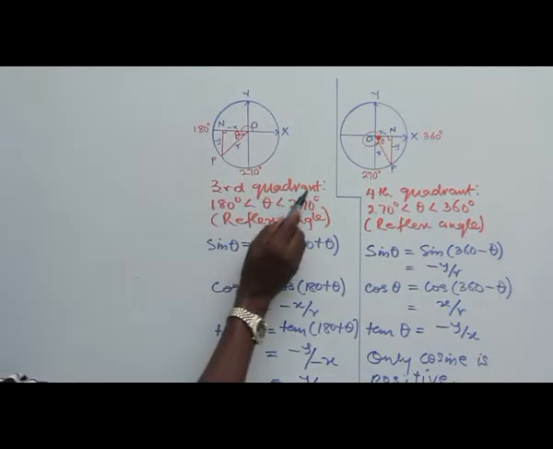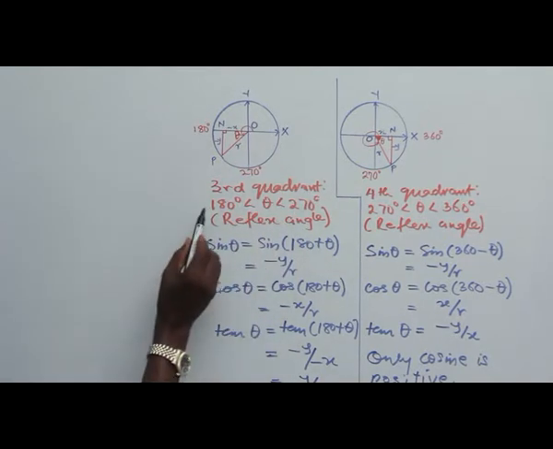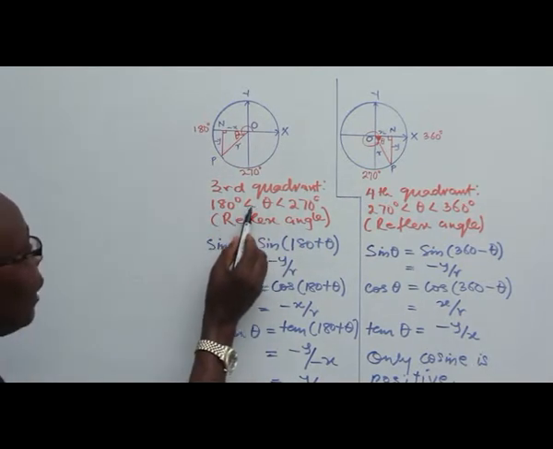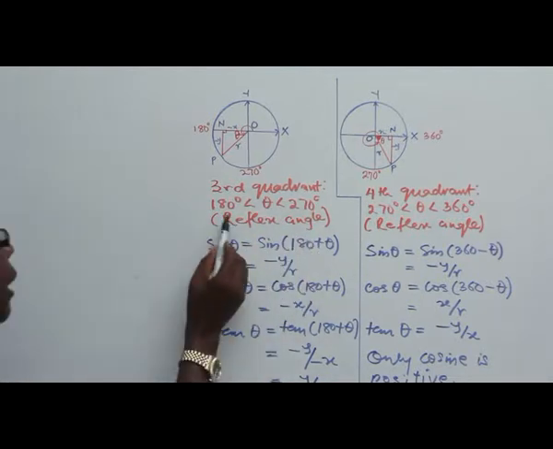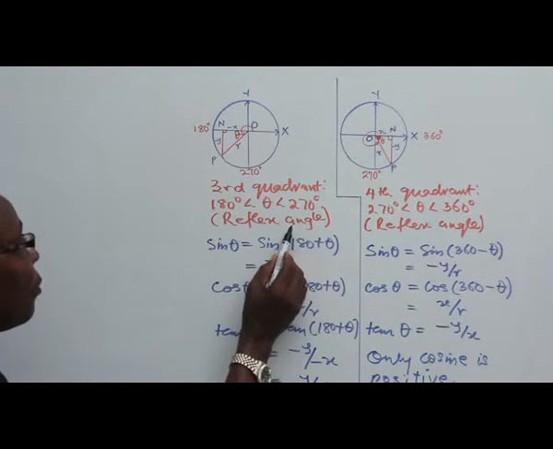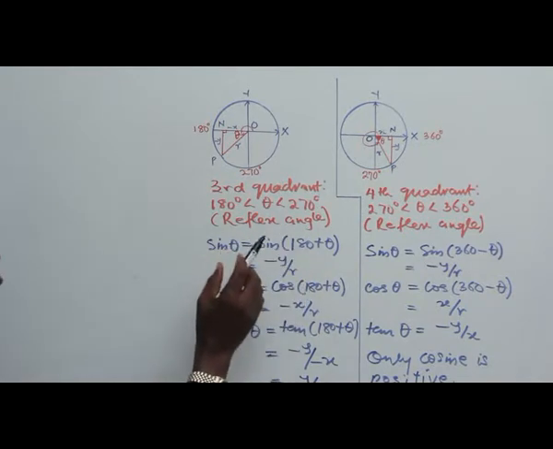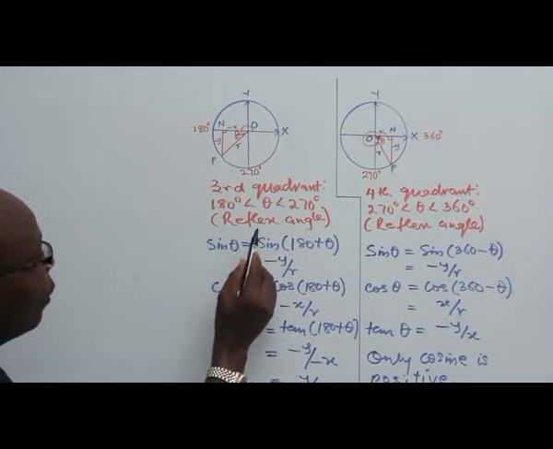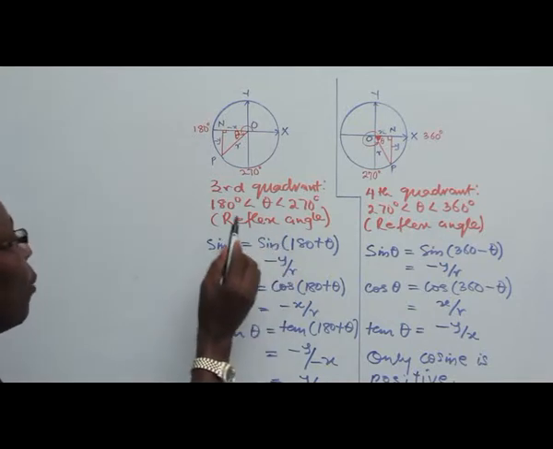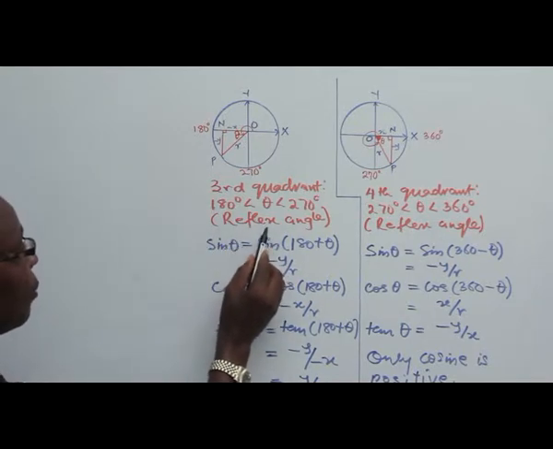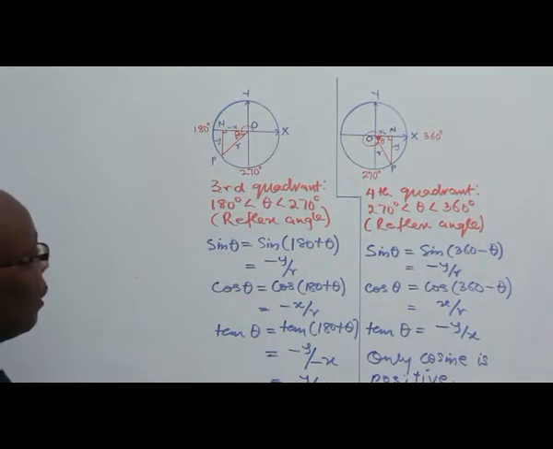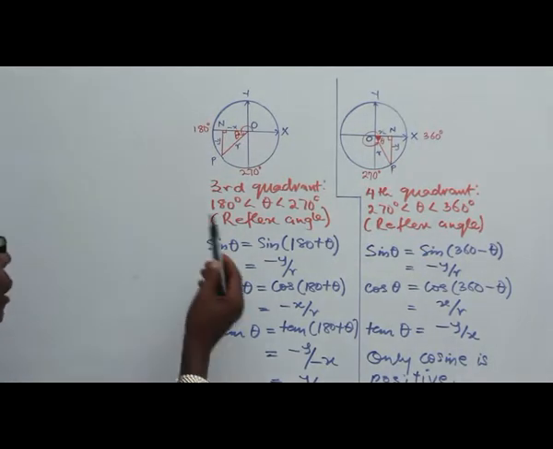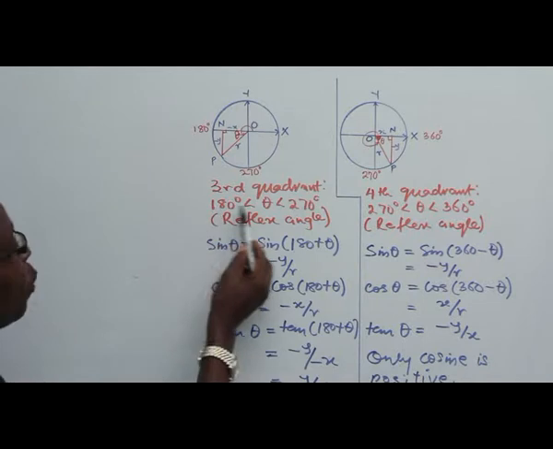Now, in the third quadrant, what happens? The third quadrant lies between 180 degrees and 270 degrees, so theta is greater than 180 degrees and less than 270 degrees. This is a reflex angle. The first two cases we considered, the first was an acute angle, the second was an obtuse angle, but this is a reflex angle. You remember your reflex angle, an angle that is more than 180 degrees but less than 360 degrees, and this one is within that range.